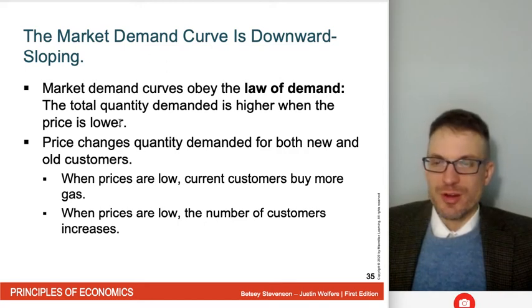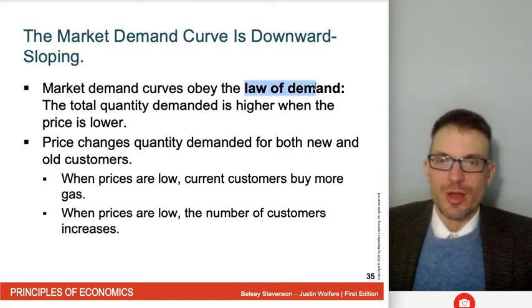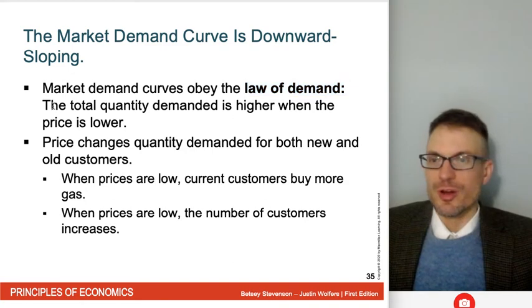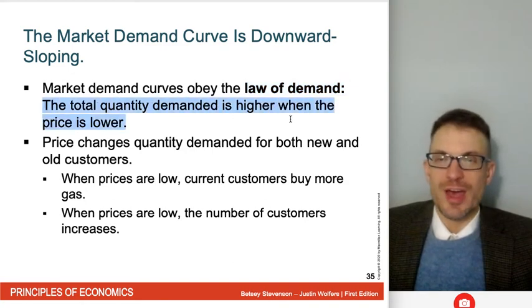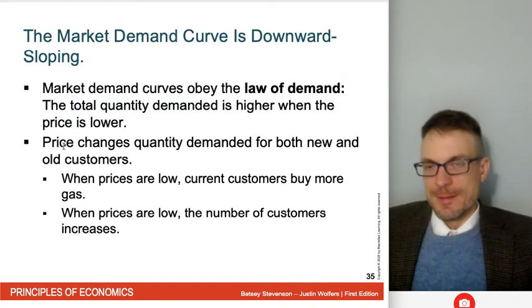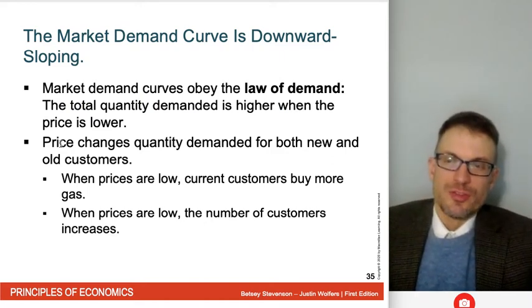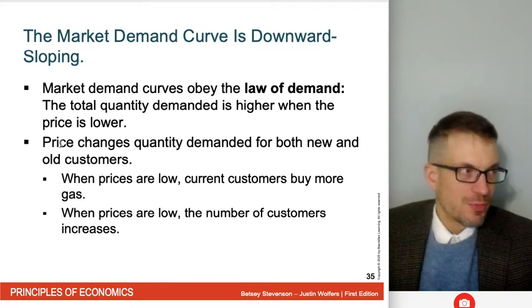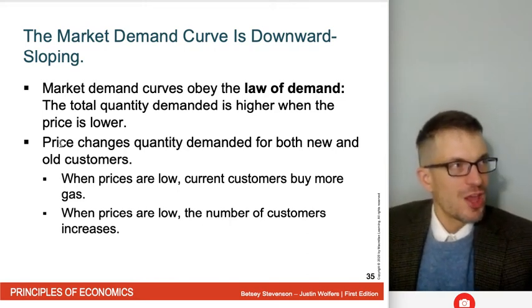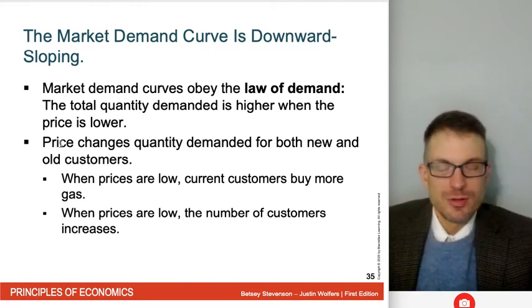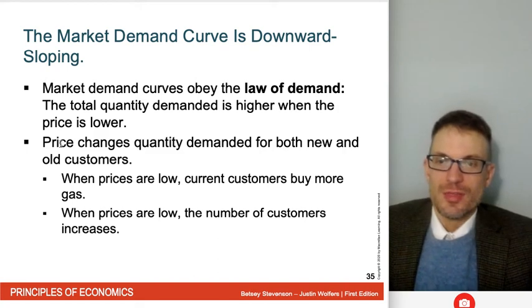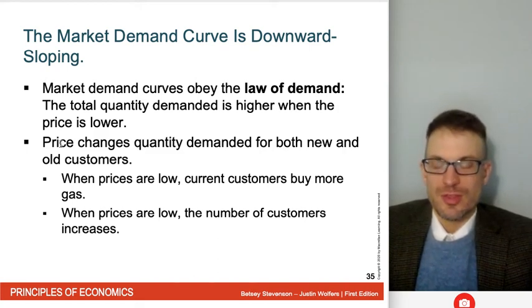All right. So the market demand curve is downward sloping. Why? Because of, well, the law of demand that we introduced earlier, meaning the total quantity demanded is higher at lower prices. So the idea, though, is thinking about what's happening as price changes. So as price changes, we're getting either a higher or lower quantity demanded, and there's kind of two ways that this effect happens.